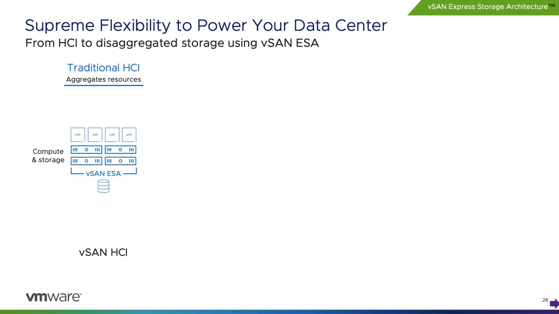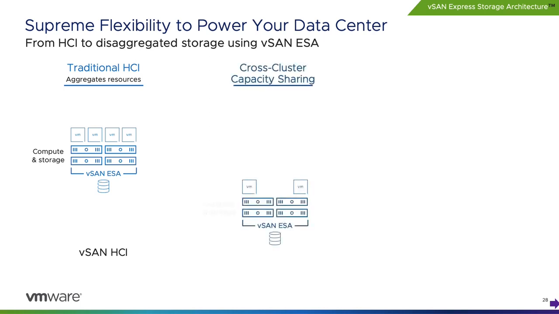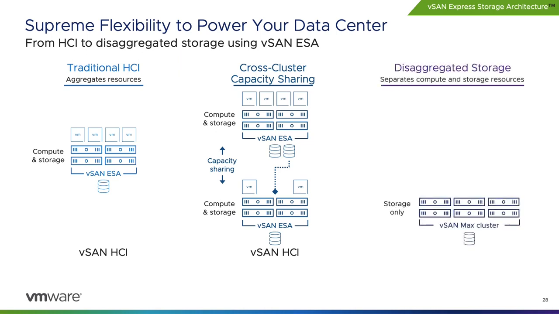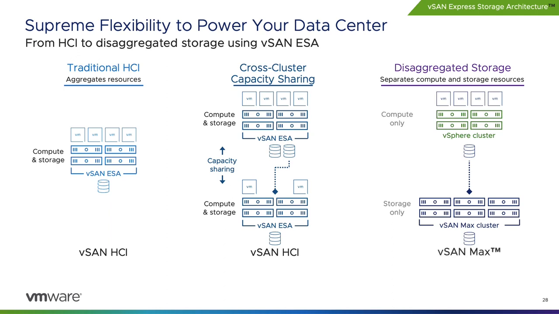VMware vSAN has offered levels of disaggregation in the past, but let's take a look at one of the ways that vSAN Max distinguishes itself. First, we see traditional HCI, where we're aggregating compute and storage resources into a single cluster. These resources serve as an exclusive resource of the cluster. Next, we see vSAN's first disaggregated offering, where a vSAN cluster could provide storage capacity resources to another vSAN cluster.